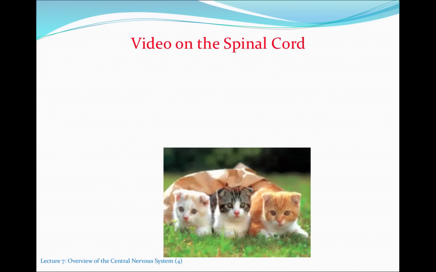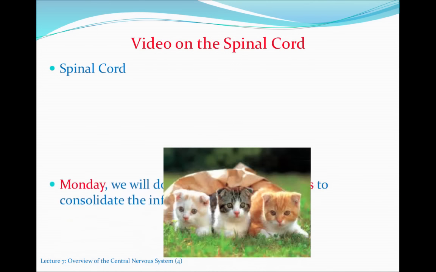So what I'm going to do now is show you a very nice video on the spinal cord, and it summarizes some of the stuff that I've said, and it also introduces you to some new information. You get to see what the dorsal root looks like, and then you also get to see what the ventral root looks like. So I'll play the video in the next slide.